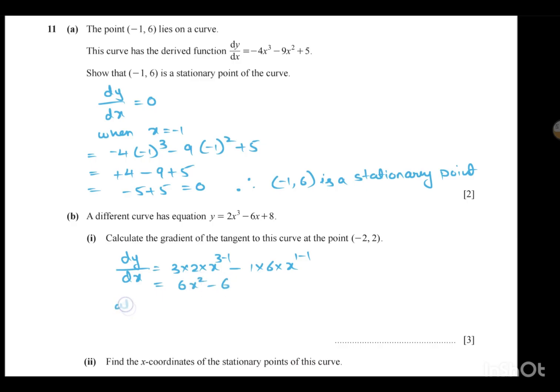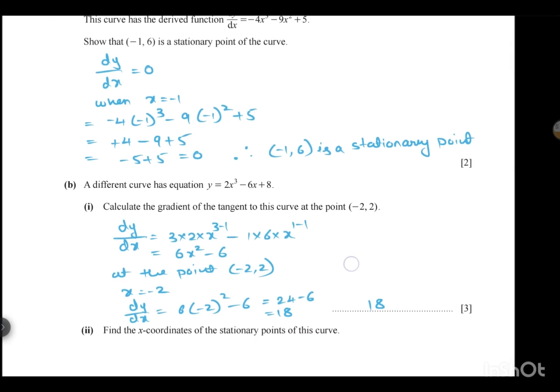Now at the point (minus 2, 2), x is equal to minus 2. So dy by dx is equal to 6 into minus 2 whole square minus 6. So minus 2 whole square is 4. 4 into 6 is 24. 24 minus 6 is 18. So the gradient is 18. Question number B1 is done.